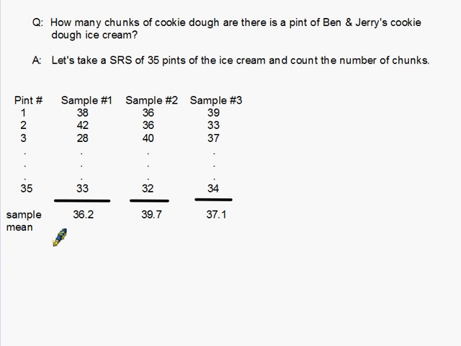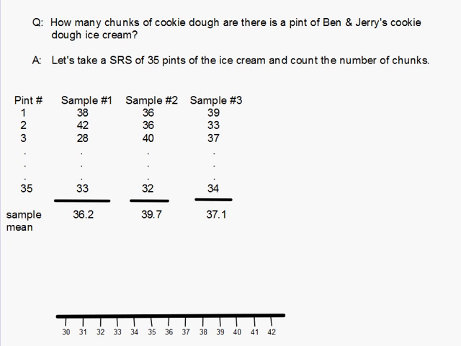draw a picture. So I'm going to draw a dot plot. Here is my axis. Right now, these are continuous because it's an average, 36.2. Notice that these are not whole numbers, because you have 38 chunks or 39 chunks, but as an average, we have decimal numbers. So I'm going to do this as intervals. So really, 36.2 is going to be between 36 and 37. And so these three means will come up on my dot plot as this.